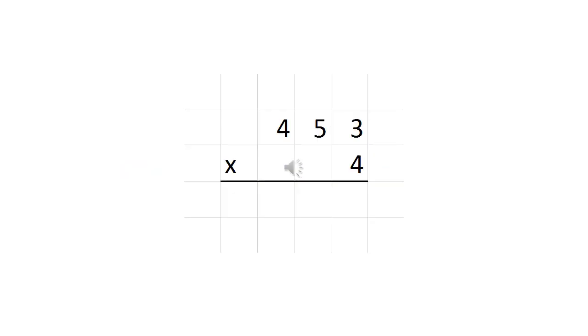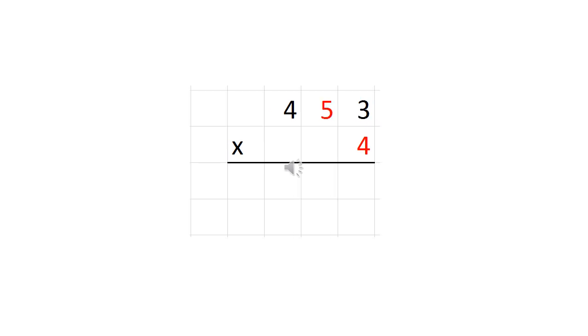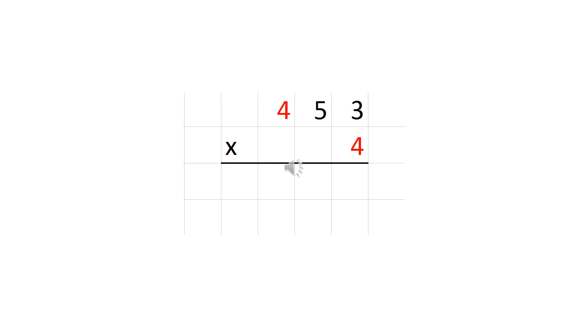Now that we have it lined up properly, we're ready to go. You'll notice that the longer number is on top and the small 1-digit number is on the bottom. Our first step is going to be multiplying the 4 times 3. Then we'll multiply the 4 times 5. And we'll finish off with the 4 times 4 from the hundreds place.